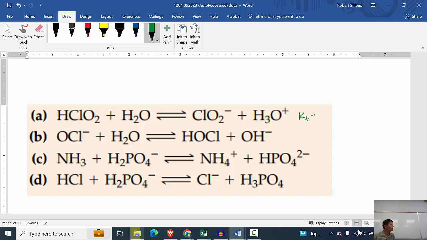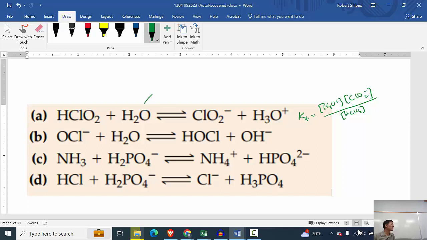So the Ka is going to equal the hydronium concentration at equilibrium times, what's the name of this anion? Chlorite. Chlorites make chlorous acid. Divided by the chlorous acid concentration. Divided by the water. Now, does the water concentration change significantly?